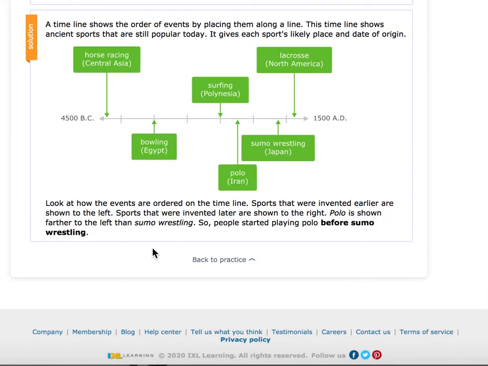Let's check the answer. Look at how the events are ordered on the timeline. Sports that were invented earlier are on the left, right? Horse racing in Central Asia. Sports that were invented later are on the right, lacrosse in North America. Polo is shown farther to the left than sumo wrestling, so people started playing polo before sumo wrestling.